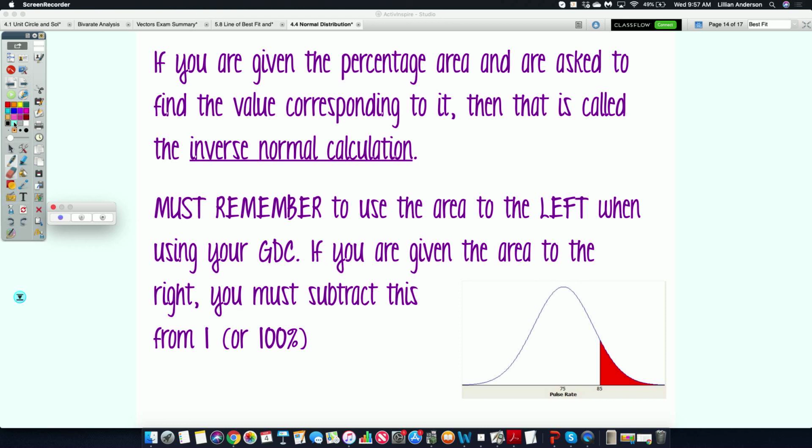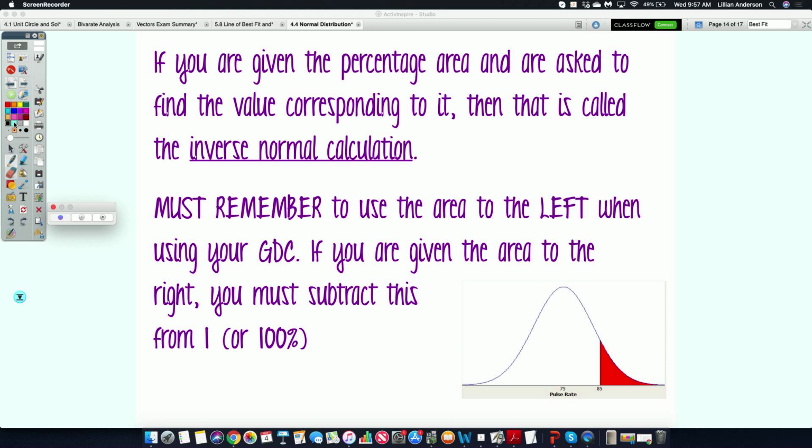The last two problems, every time you were given the x value, you were given the height, or you were given the wait time for the elevator, and you had to find the probability. Inverse normal calculation is used when you are trying to find the x value. You're trying to find the wait time. You're trying to find the height, and they give you the probability.